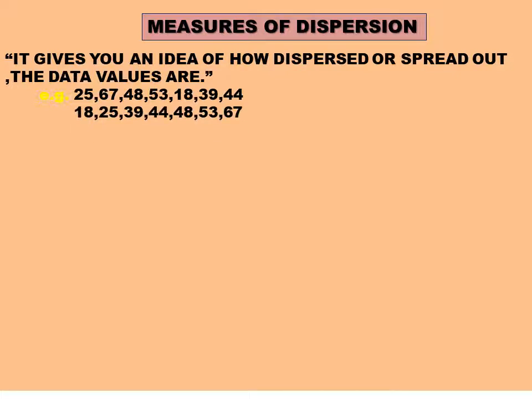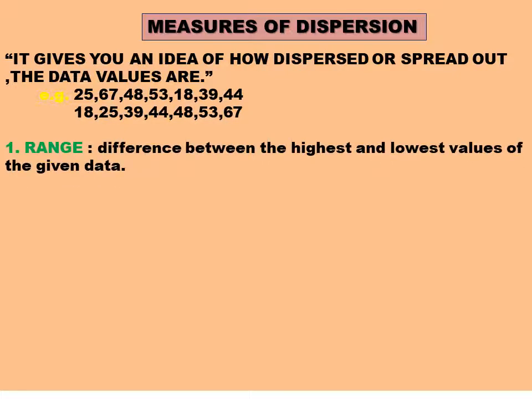So I'll go through the measures of dispersion one by one, and I will tell you how to calculate each of them. The very first step is arranging the data in ascending order, as I told you in the last videos. So just arrange it in ascending order. Now our first measure of dispersion is range.